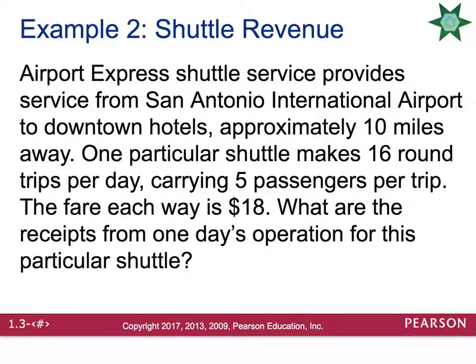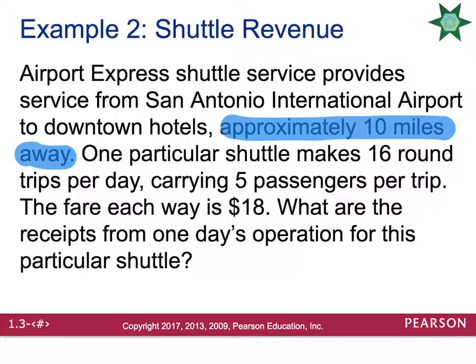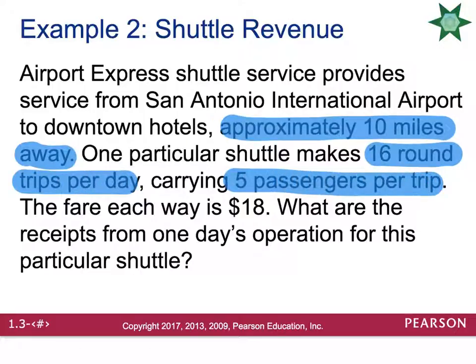Okay, so the first example we'll look at is an airport shuttle service from San Antonio International Airport. The hotels are approximately 10 miles away. One particular shuttle makes 16 round trips per day. So 16 round trips per day. Each carries 5 passengers per trip, and the fare that they pay is $18 each way. We want to know what are the receipts from one day's operation for this particular shuttle.